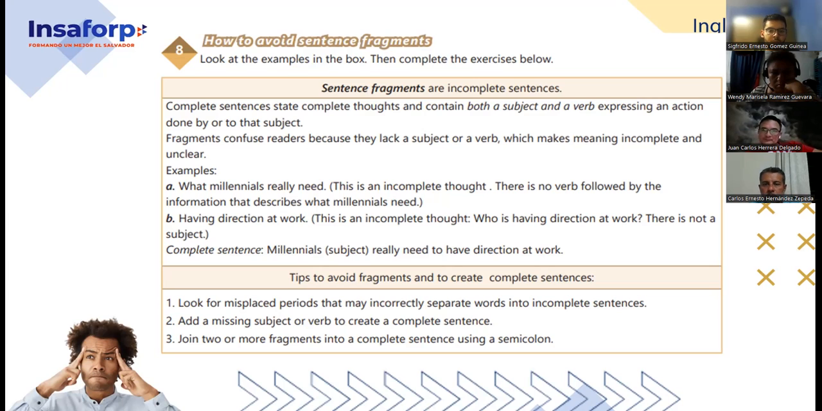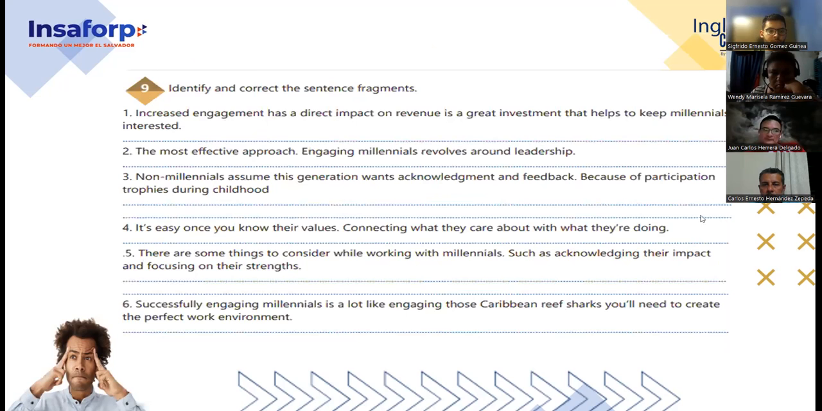And also we worked with two examples. This one, and we saw the sentence, increased engagement has a direct impact. Revenue is a great investment that helped to keep millennials interested. So we were saying that we could also switch the sentence to: increased engagement has a direct impact on revenues, period. It is a great investment that helps to keep millennials interested.